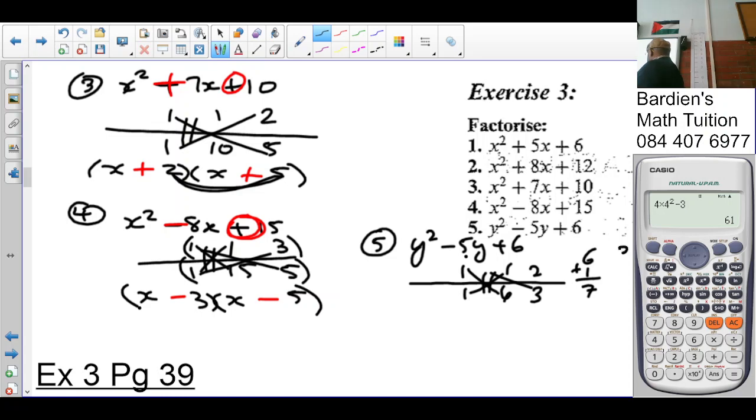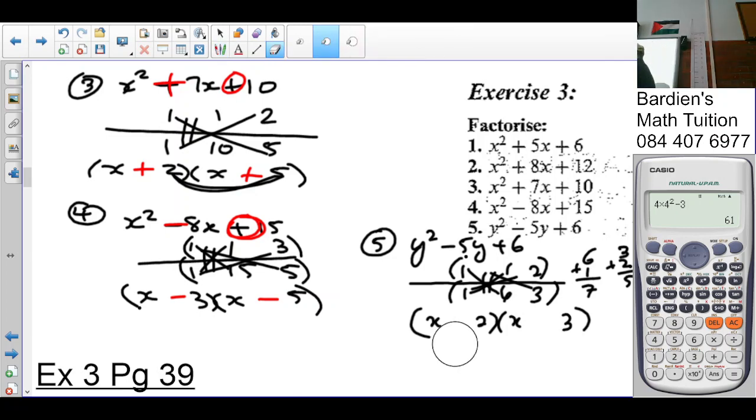1 times 3 is 3, 1 times 2 is 2. You add, you get 5. That's what I want. So in a bracket goes a 1 and a 2, a 1 and a 3. You see that, people? There's an x and a 2, an x and a 3. Sorry, a y is absolutely right. Whole time you're busy with x's, no? Then the y comes. You got y and y.